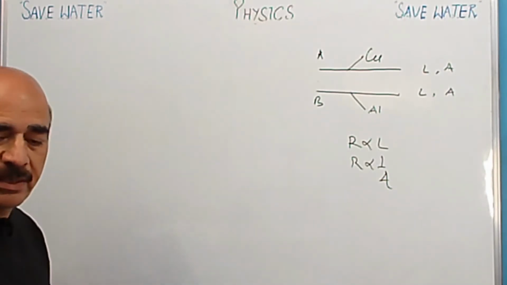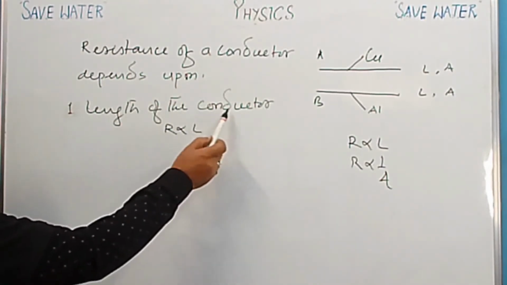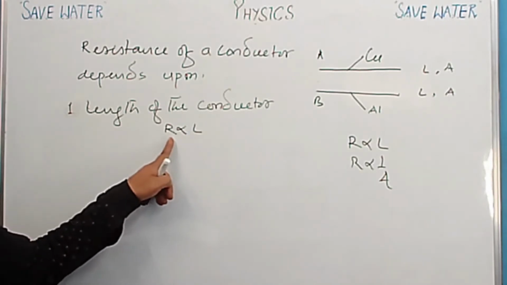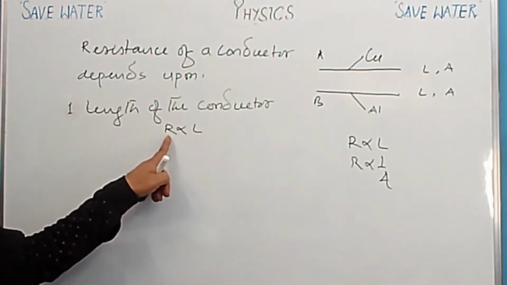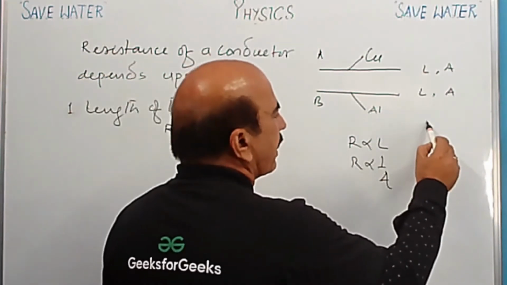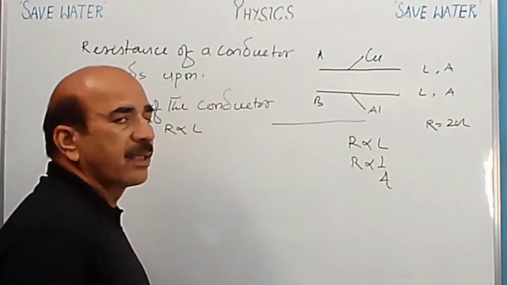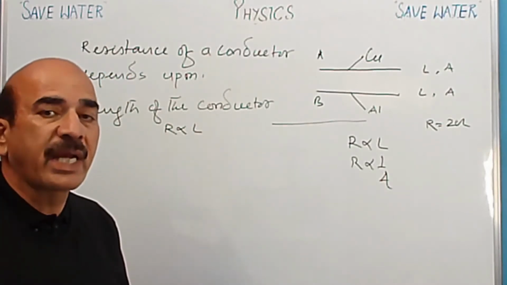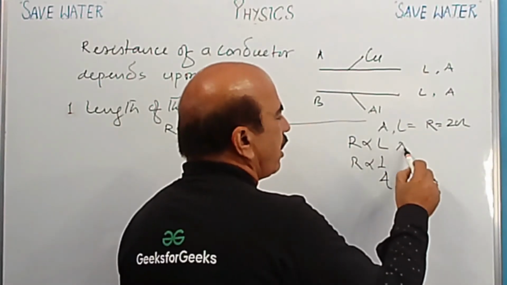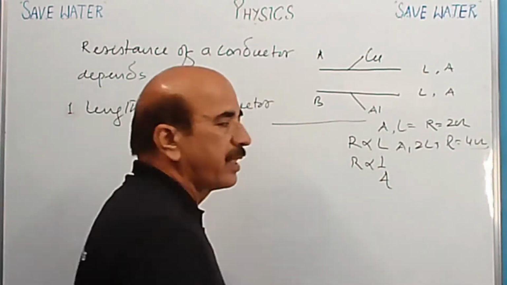Last time we discussed that resistance of a conductor depends upon, number one, the length of the conductor. On increasing the length of the conductor, resistance is increased, and on decreasing the length, resistance is decreased. If the resistance R of a conductor is 2 ohm and the length of the conductor becomes twice, then resistance will be 4 times. So if length is L and area of cross section is A, now length is 2L, then resistance will be 4 ohm. This we have done.